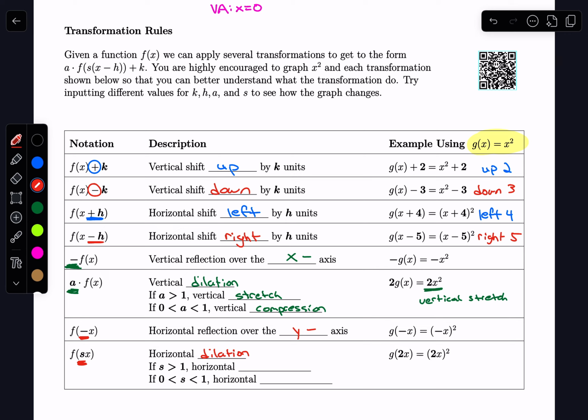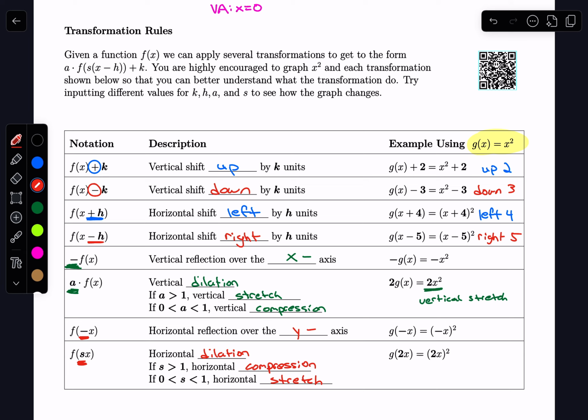Unfortunately, it works the opposite of how vertical works, which makes it slightly harder to remember. If s is bigger than 1, it is going to be a horizontal compression. And if s is between 0 and 1, it's going to be a horizontal stretch. So it's the exact opposite of what vertical was.